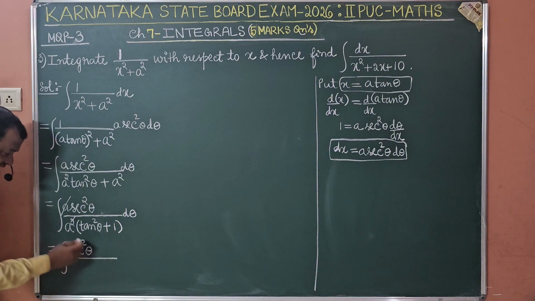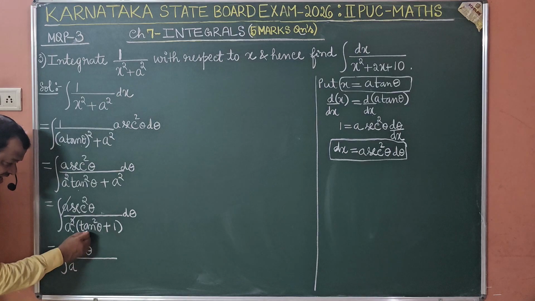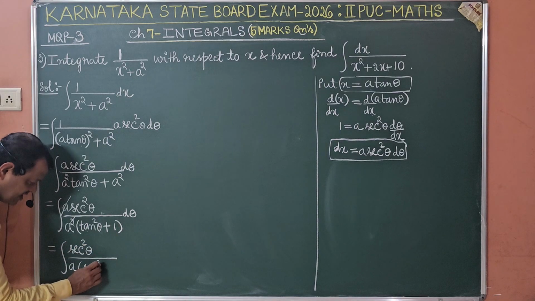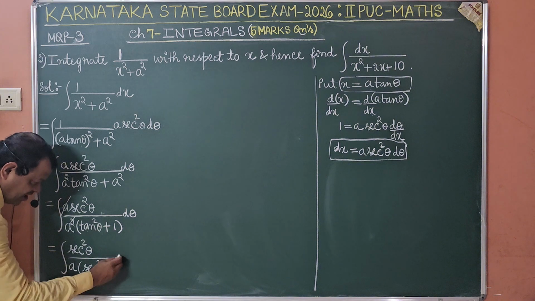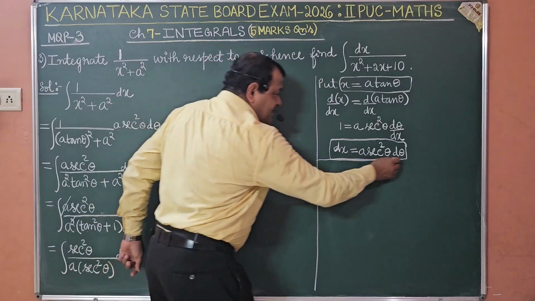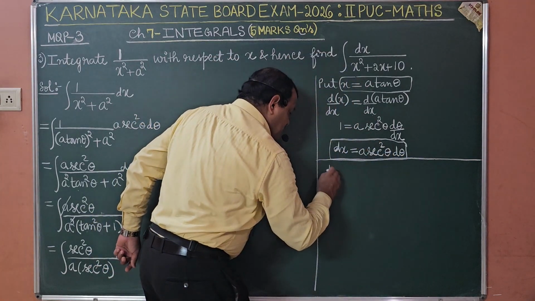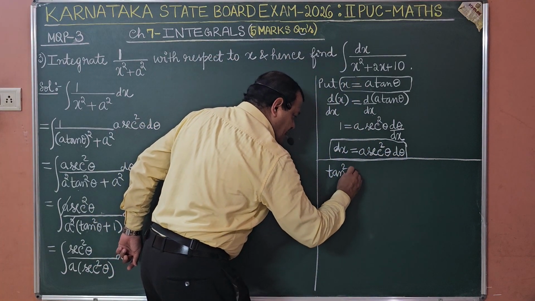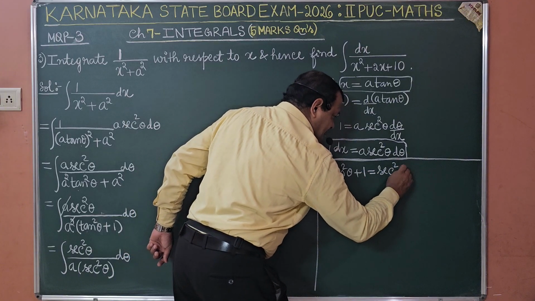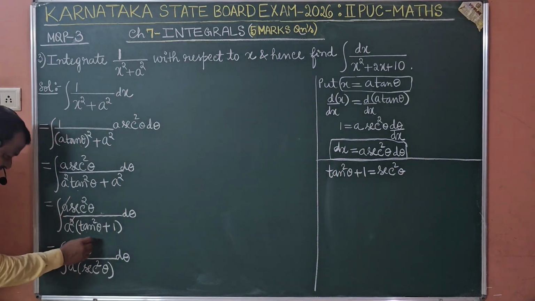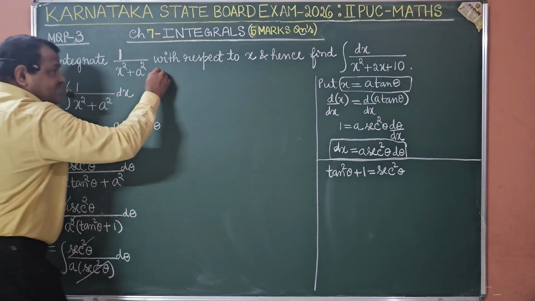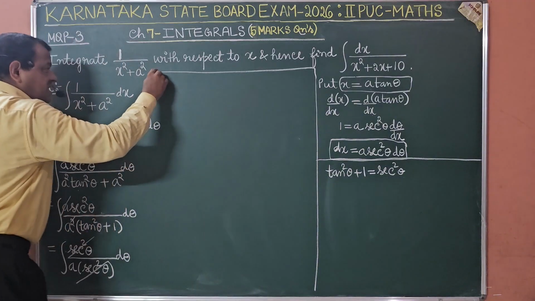One a gets cancelled, and there is integration of secant square theta divided by, this a is remaining, tan square theta plus 1, which is again secant square theta. It is the identity from your trigonometry. I will write the reason here. In the rough work side, we have substituted tan square theta plus 1 equal to secant square theta. Therefore, this secant square theta cancelled. There is 1 by a remaining. I will continue over here.